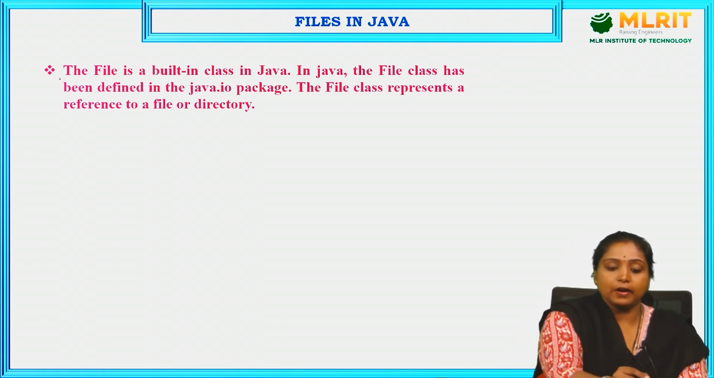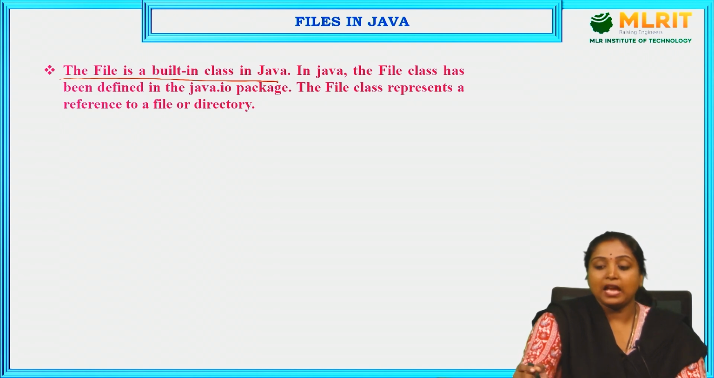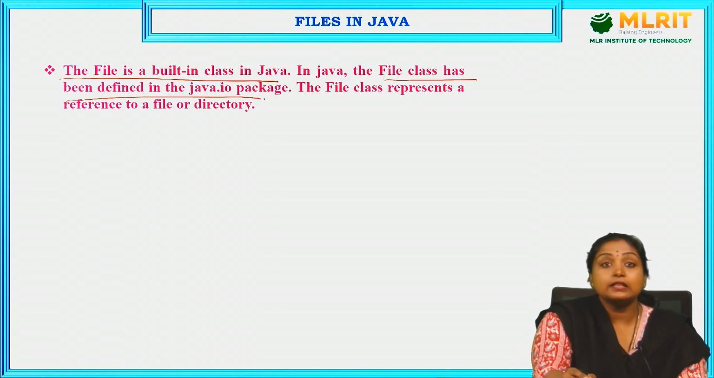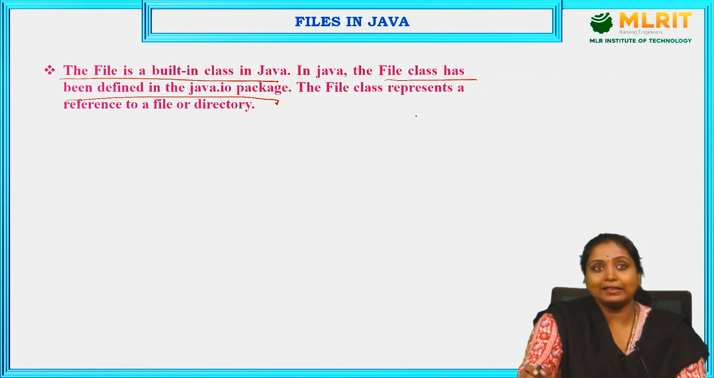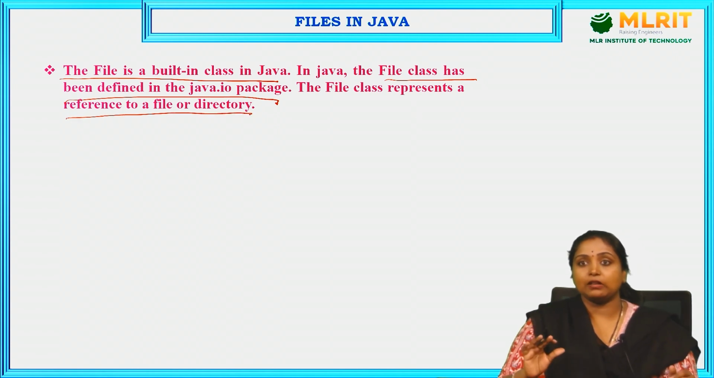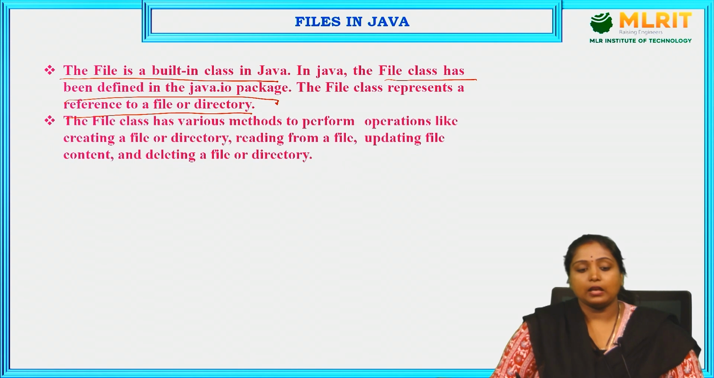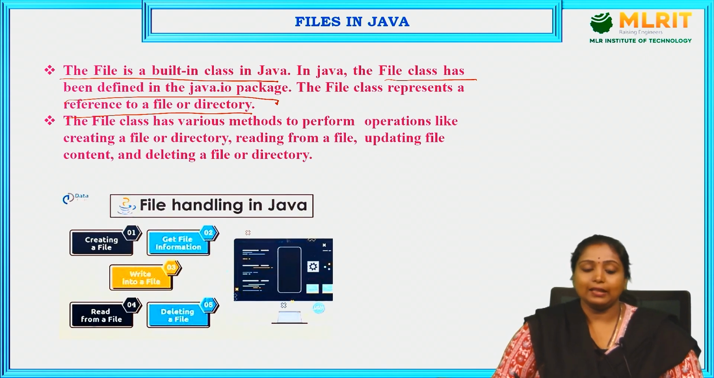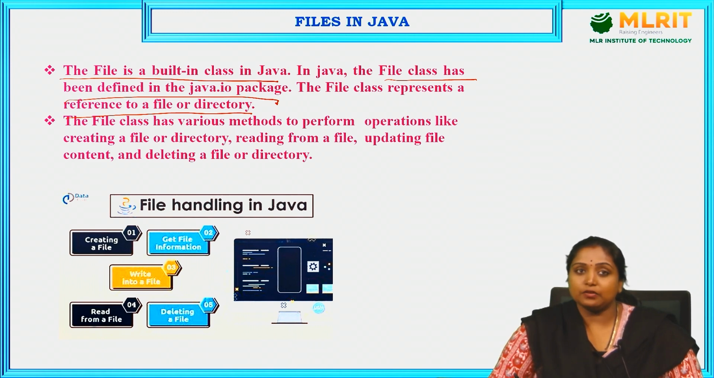The file is a built-in class in Java, and the file class has been defined in the java.io package. A file class represents a reference to a particular file or a directory, and there are various methods to perform operations like creating a file or a directory, reading a file, updating file content, or deleting a file or a directory. So these are the operations we can do using files in Java: creating a file, getting file information, writing into a file, reading from a file, or deleting a file.